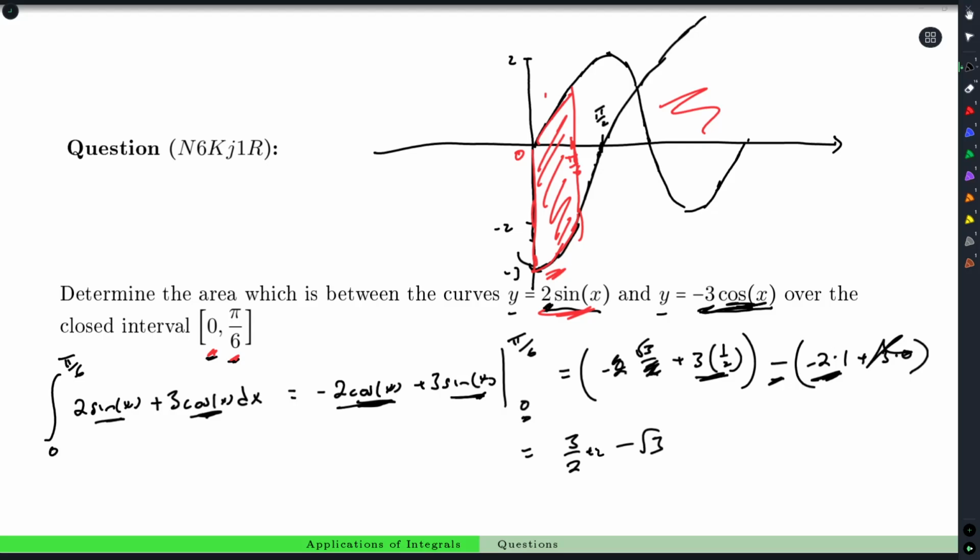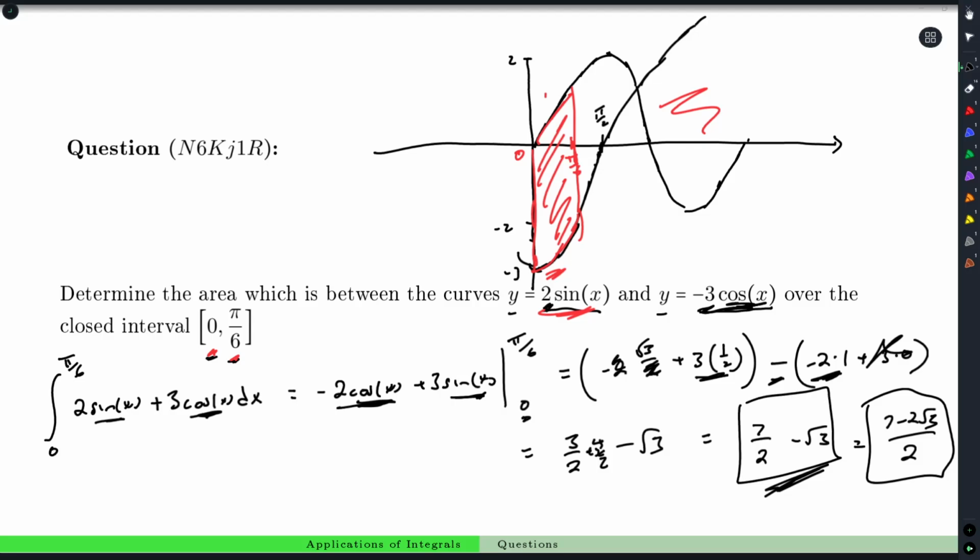So 3 halves plus 2, well, that's 3 halves plus 4 halves. So we get 7 halves minus root 3. Or if you wanted to introduce the half again, you could say 7 minus 2 root 3 over 2 if you wanted a more condensed answer. But I like this with my rational part and my square root part sort of separated. Either or, frankly, is fine. You're expressing your answer nice and fairly simple there.